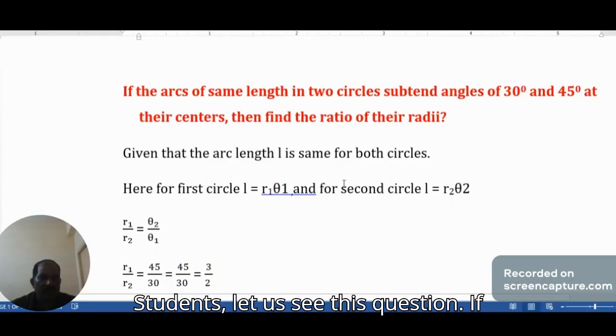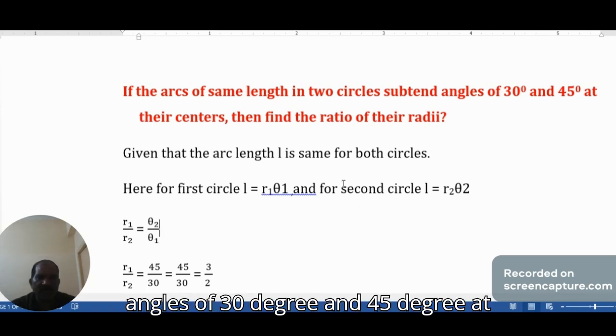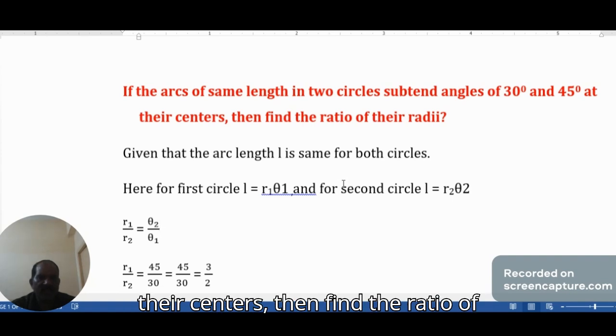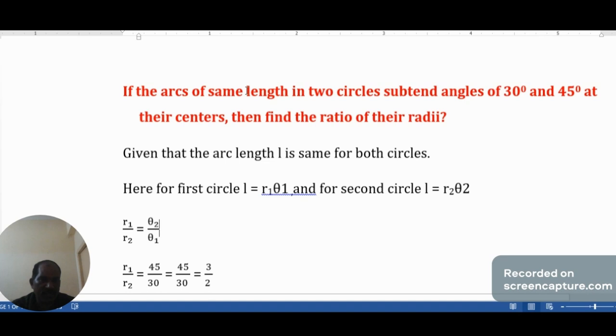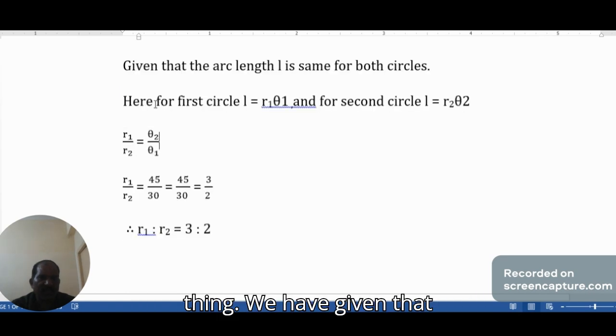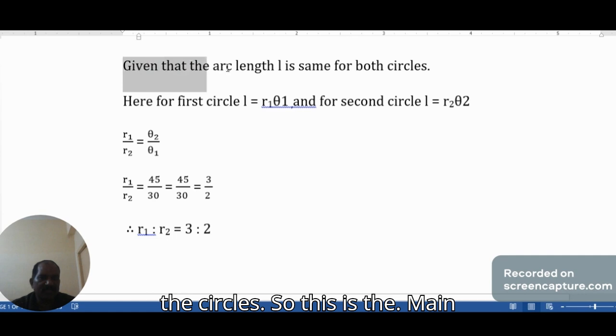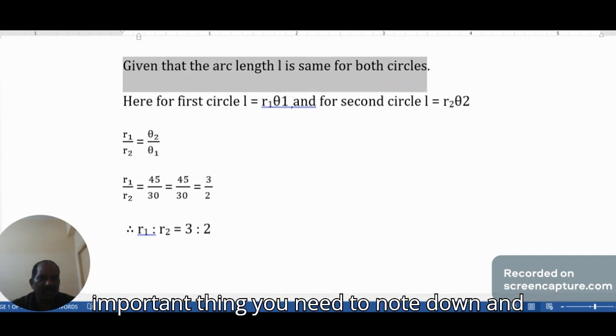This question: if the arcs of same length in two circles subtend angles of 30° and 45° at their centers, then find the ratio of their radii. So here are two circles and their arc length is the same, but the angle is different. So this is a simple thing. We are given that the arc length L is the same for both the circles. This is the main important thing you need to note down.